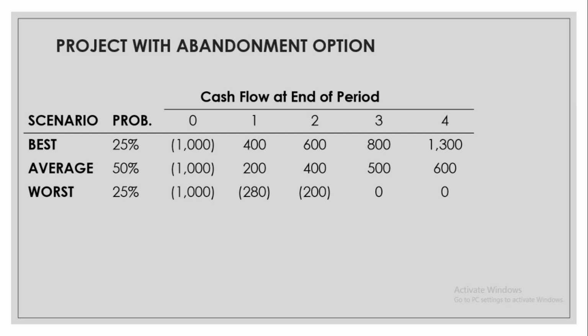So, for the best case, average, and worst case scenarios, all of them have a 1,000 outflow at year 0. And if you've noticed, for the worst case scenario, for the first 2 years, there was a negative cash flow, negative 280 and negative 280. But since the entity has the abandonment option, at the end of year 2, they may decide to stop the project for year 3 and year 4. And so they will no longer have cash flow, no positive or negative cash flow. So let's compute for the NPV using the 10% WACC.